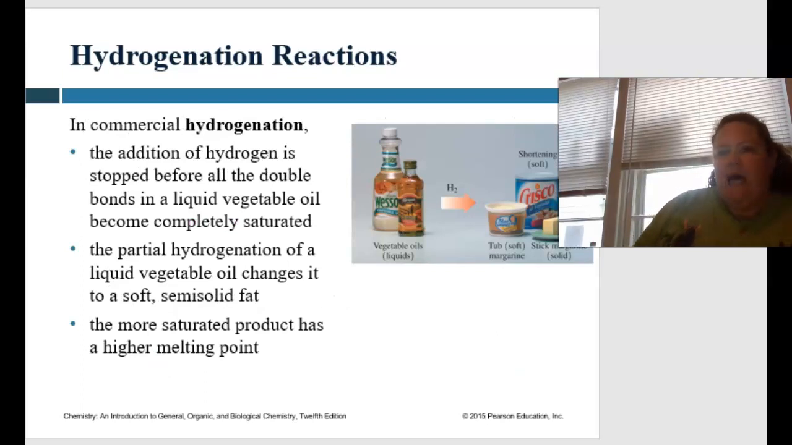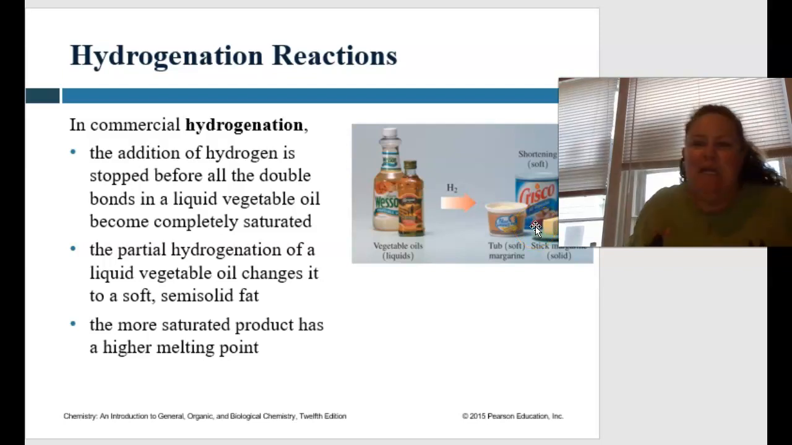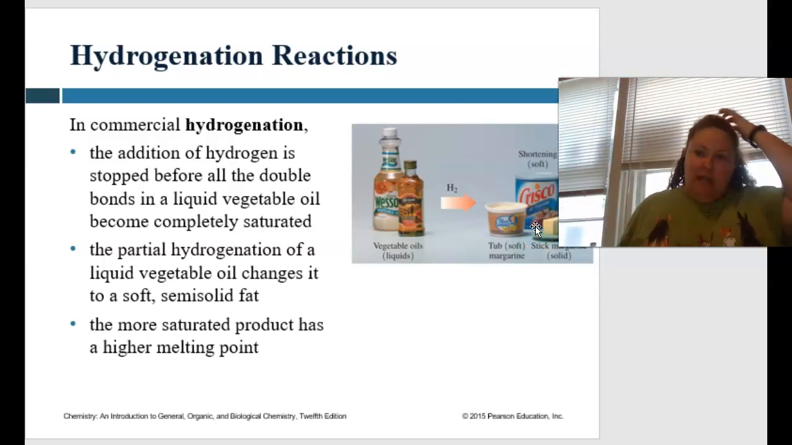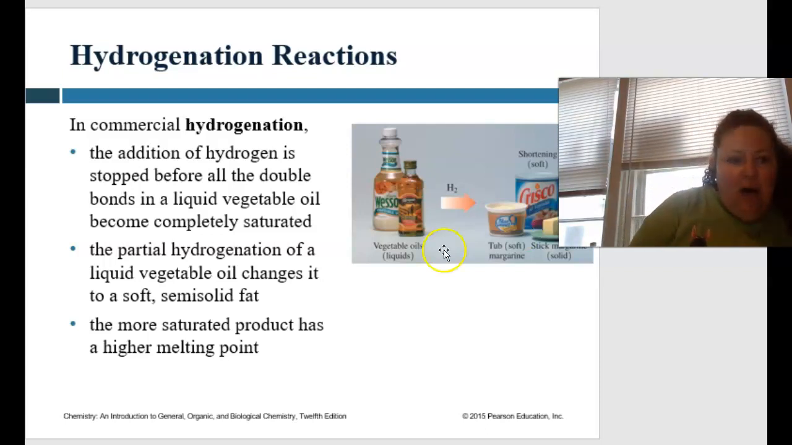So in commercial hydrogenation, the addition of hydrogen is stopped before all the double bonds in a liquid vegetable oil become completely saturated. Partial hydrogenation of a liquid vegetable oil changes it to a soft, semi-solid fat. The more saturated the product is, the higher the melting point it has. So we can take vegetable oils that are liquids, hydrogenate them, and make them into a soft spread. You hear about hydrogenated oils, partially hydrogenated oils, etc. This is what they're actually talking about and how they chemically do it.